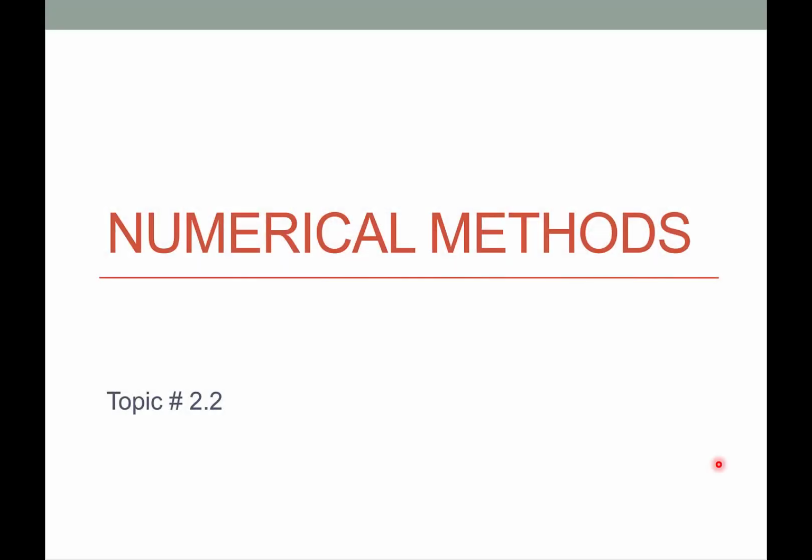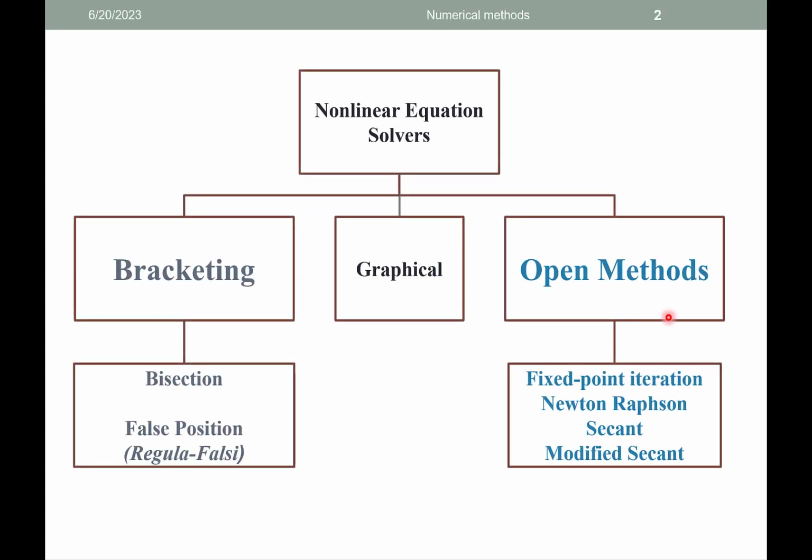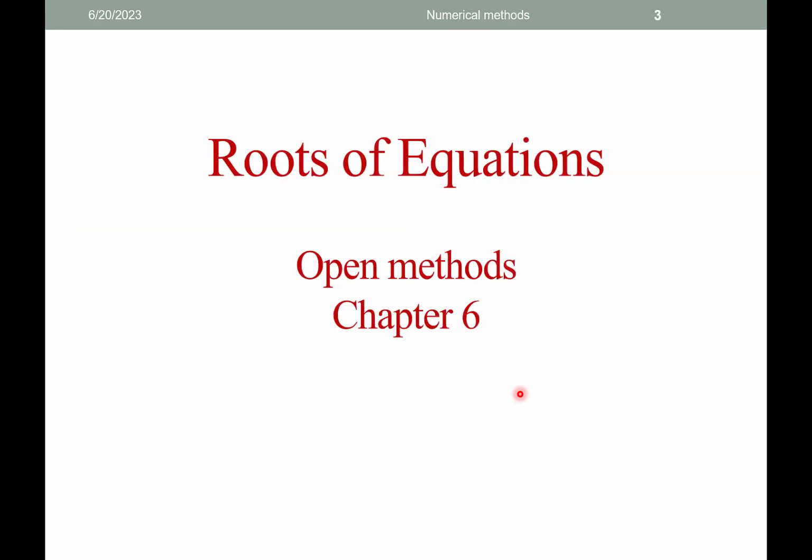Hello everyone, this is lecture 2.2, which is focused on open methods, one of the ways that we find roots in numerical methods. So we've already covered bracketing methods, the bisection and the false position method. Today we're going to look at open methods. More specifically, we're going to look at fixed point iteration and Newton Raphson. All right, so this is part of chapter 6 in the textbook, Roots of Equations.